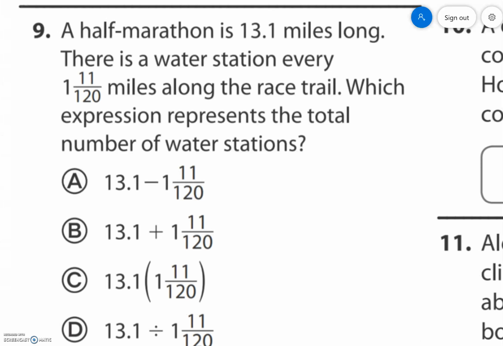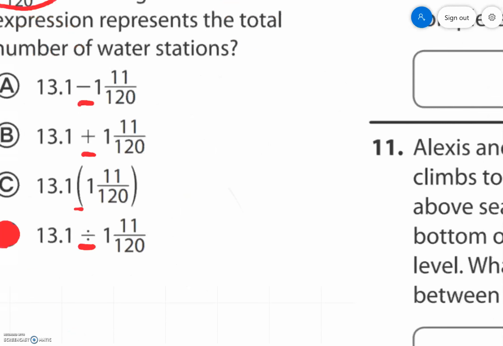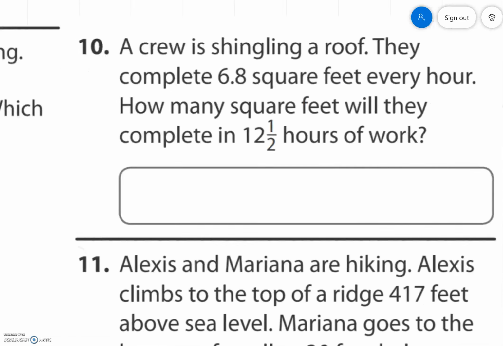A half marathon is 13.1 miles long. There's a water station every 1 and 11/120 miles along the race trail. Which expression represents the total number of water stations? So we have to divide up the total distance. So that just tells me I have to do D. This question literally is just asking, are we subtracting, adding, multiplying, or dividing? But if there's a station every 1 and 11/120 of the whole 13.1, dividing it up will give you the final how many water stations there are.